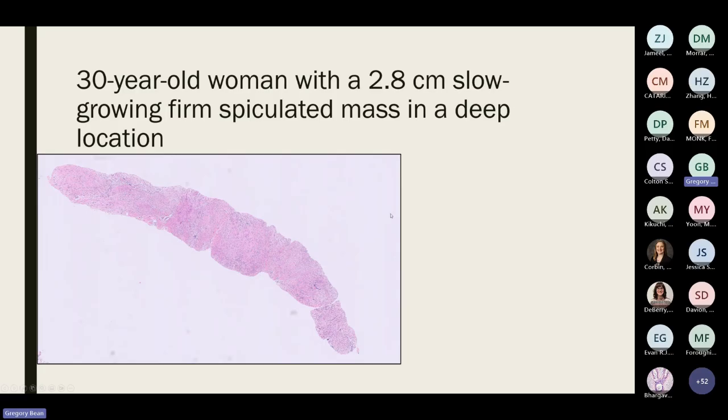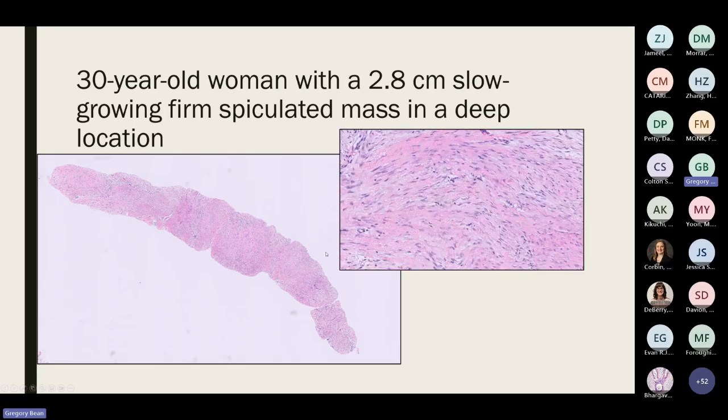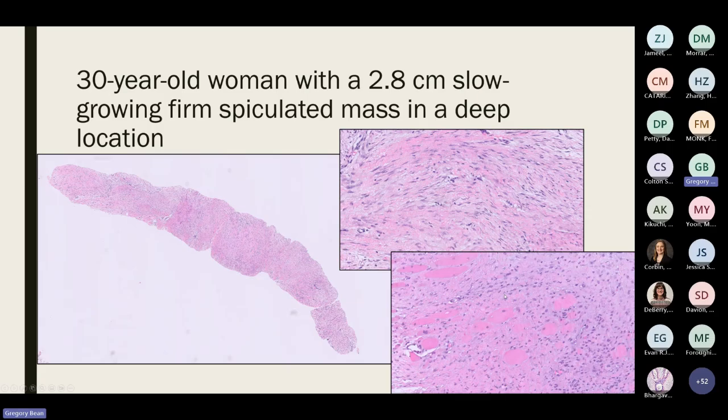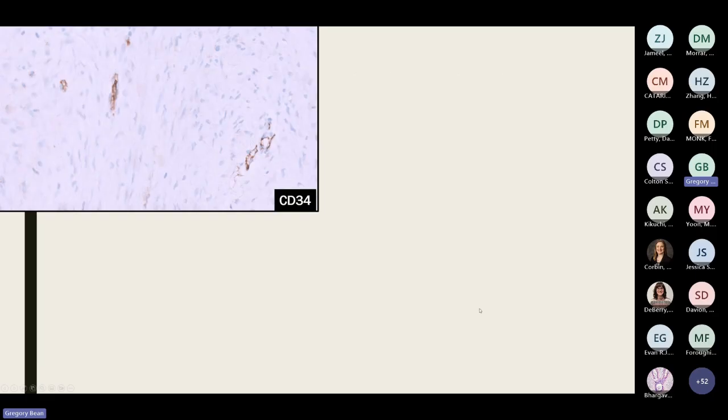Next case is a 30-year-old woman with a 2.8 centimeter slow-growing firm spiculated mass in a deep location. We have a cellular lesion with no evaluable epithelium in this biopsy, fascicles of generally bland cells, and then if you look carefully in one of the other cores, you actually can see that it involves skeletal muscle.